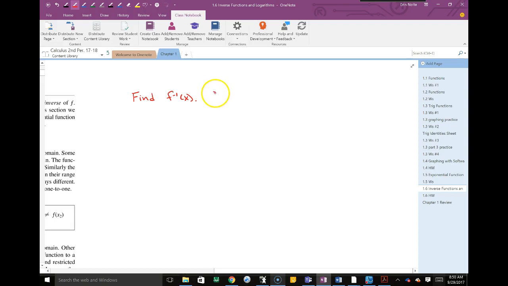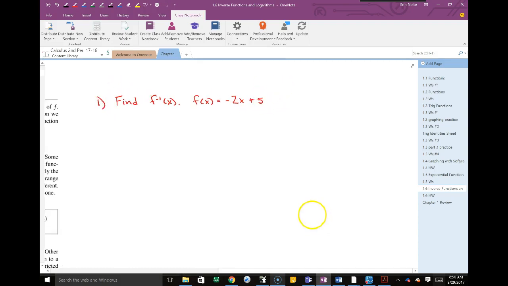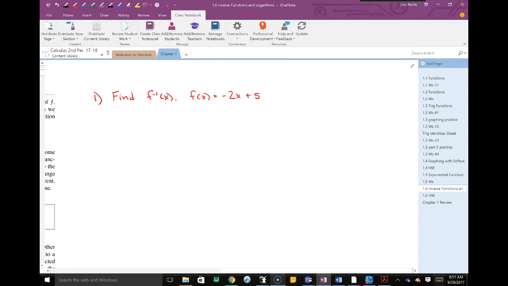And let's say my function is negative 2x plus 5. Okay. How do you find the inverse of any function? What is your first step? Okay, good. You start by switching the x and the y. Okay, so we'll say that x equals negative 2y plus 5. Okay, then what do you do after you switch the x and the y? Good, solve for the y.